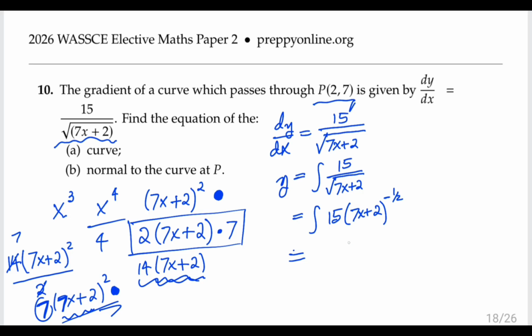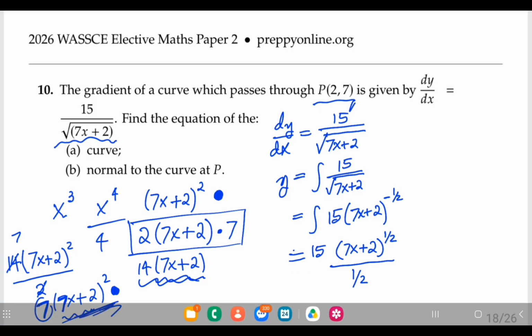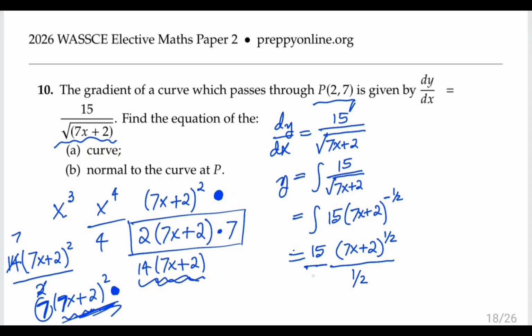So here we can say, well, increase the power of what's in the brackets by 1. So (7x + 2): instead of to the power minus half, we add 1 to minus half. So 1 minus half is going to become a half. And then we divide by the new power, which is half. We already have our 15 here. And now we are saying that in addition to doing all of this, we have to divide by 7, like we had to do here. So now we have to divide this by 7.